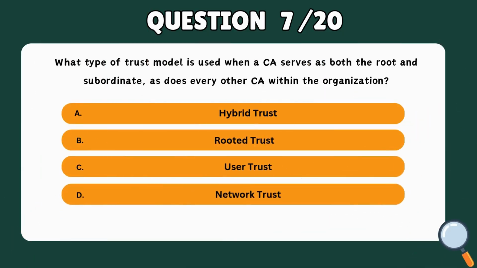Question 7. What type of trust model is used when a CA serves as both the root and subordinate, as does every other CA within the organization? A. Hybrid trust. B. Rooted trust. C. User trust. D. Network trust. Correct answer: A. Hybrid trust.